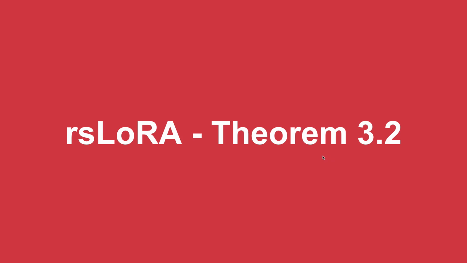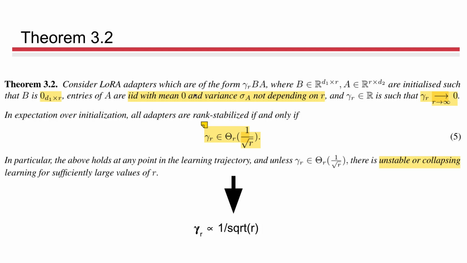The next item that I want to focus on from rsLoRA is Theorem 3.2. Here we talk about LoRA adapters, which are of the form gamma_r BA. This is what we saw earlier in the background slides. B is d1 by r, A is r by d2, B is a zero matrix initially, and A is a normal matrix initially that does not depend on r. And gamma_r goes to 0 as r goes to infinity. So there's this kind of inverse relationship.